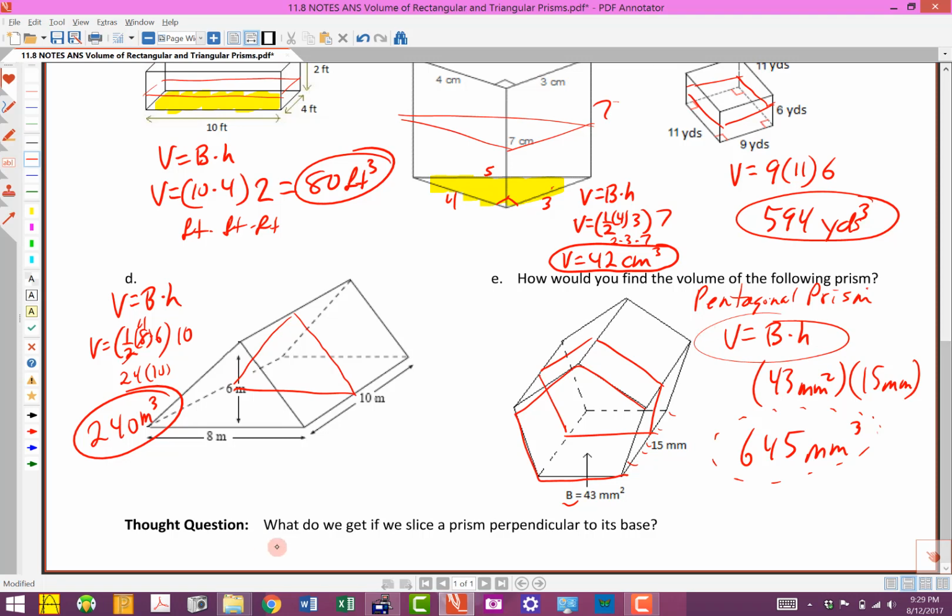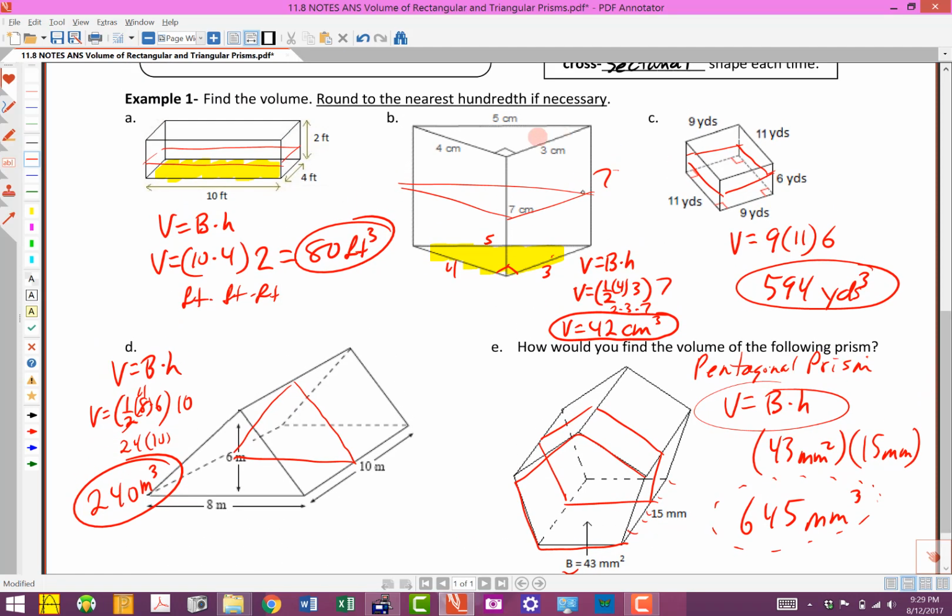Now, thought question here. What do we get if we slice a prism perpendicular to its base? So perpendicular to its base. So I'm going to come up to this one right here. I'm going to erase these guys, and we're going to take a look at this again. Actually, I'm going to leave the 3, the 4, and the 5. Now, if this is the base, if this is the bottom, if we did it perpendicular, so if I were to take a sword or a chainsaw or something and slice it right here, here's what I'd get. I'd make a slice like that, but it would go back and like this. Could do the same thing right down the middle here. So let's say we sliced it like that.